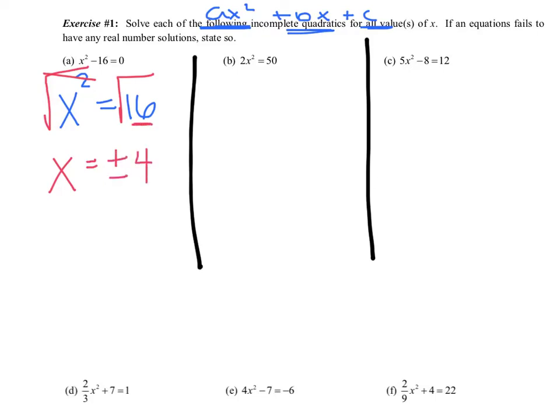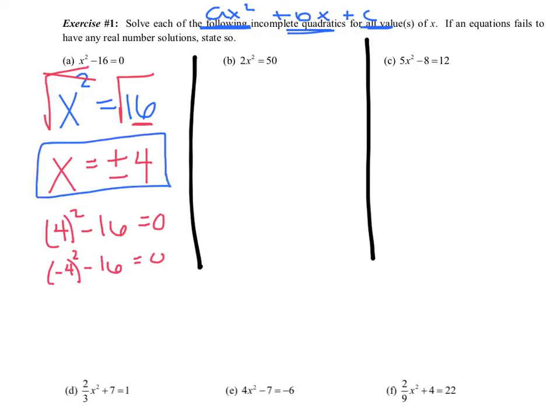Okay, and now I can verify that. If I take positive 4 squared minus 16, I get 0. And if I take negative 4 and square it, I get that positive 16 minus 16 equals 0. So remember, you get two answers, and you can list them out separately if you like, or you can just say plus or minus.